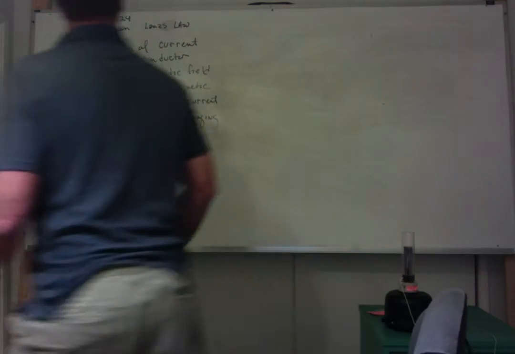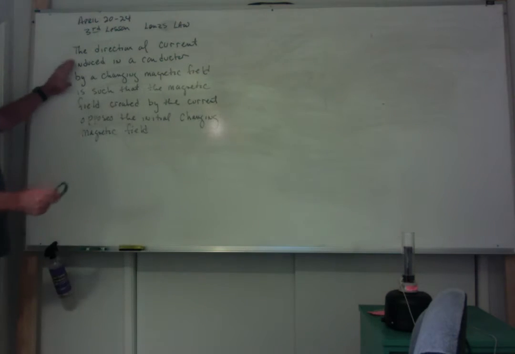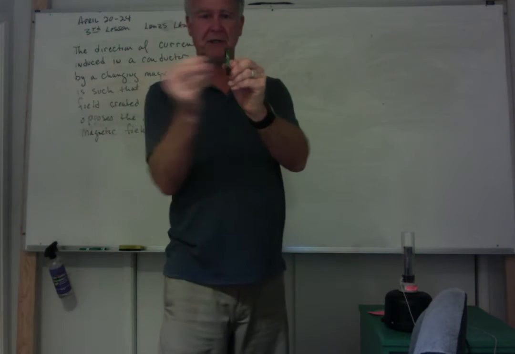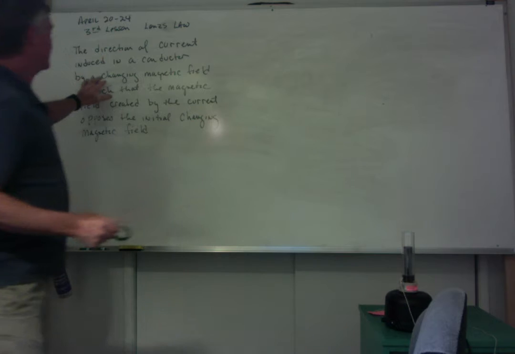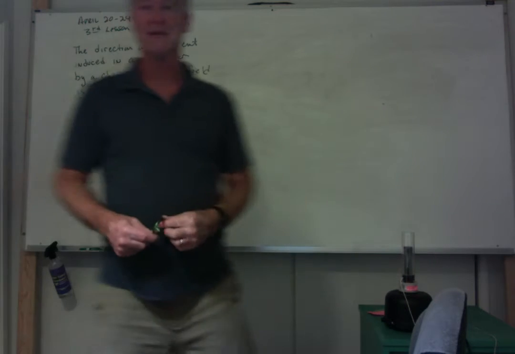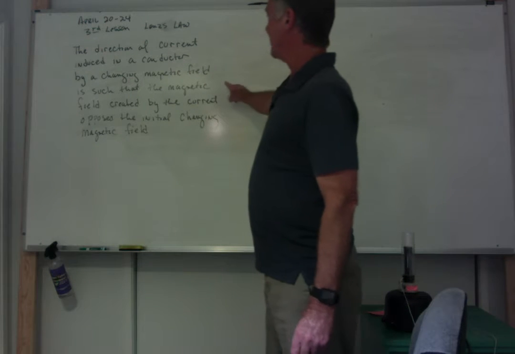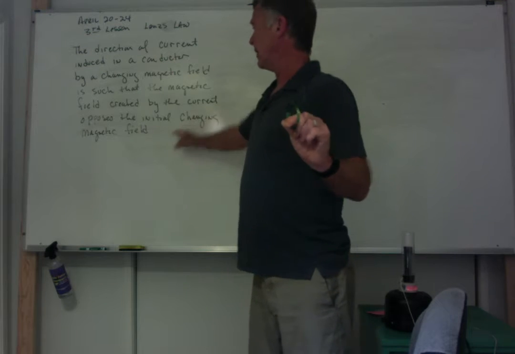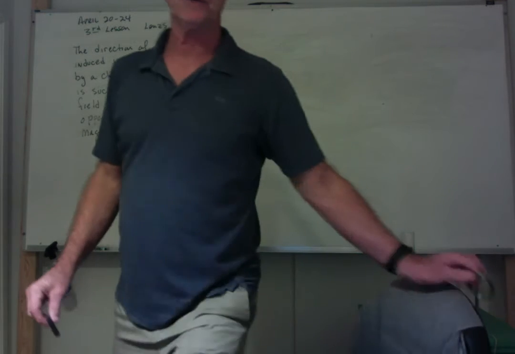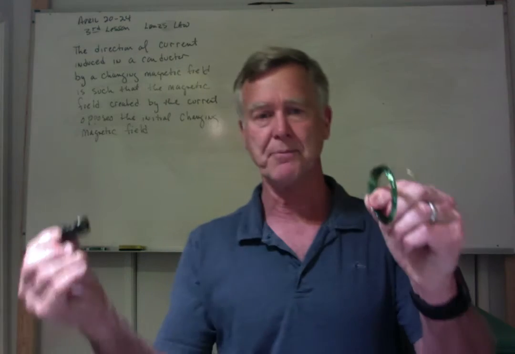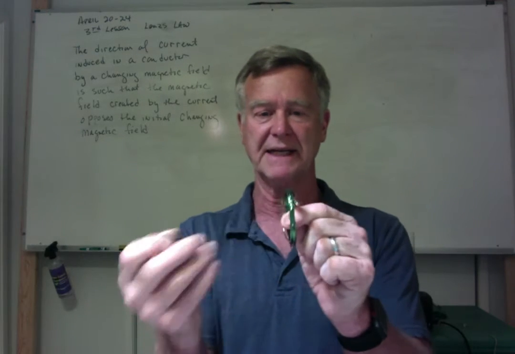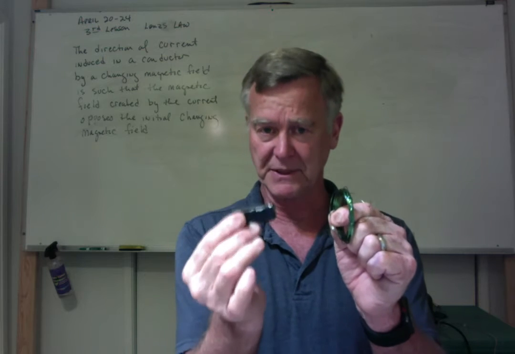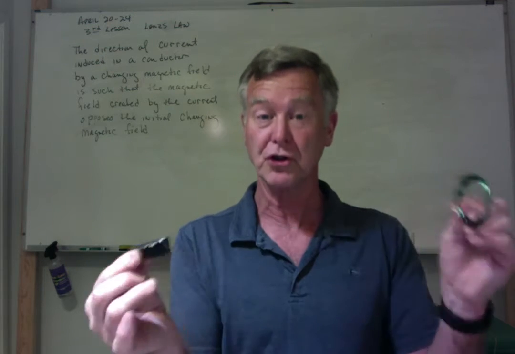Lenz's law says that the direction of the current induced in a conductor, that's this wire, caused by a changing magnetic field, is such that the magnetic field created by the current opposes the initial magnetic field. In other words, when I push this through, I'm creating a magnet, and the magnet that's being created inside of here is in the opposite direction of this one. In other words, they're going to push away from each other.